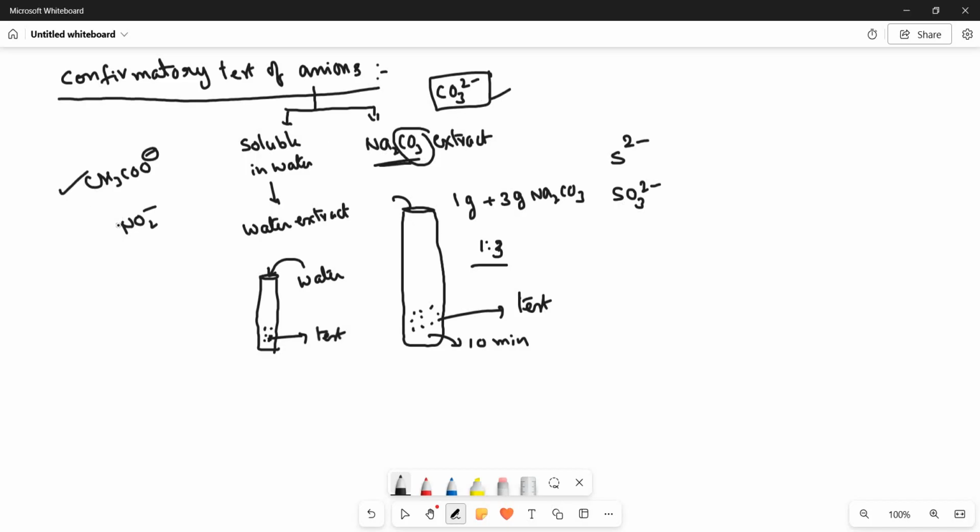So these two salts, acetate and nitrite, are soluble in the water, and we use the water extract for these two salts. And sulfide and sulfite are insoluble in the water, so we prepare the sodium carbonate extract. Using that, we will go for the testing. Now let us see how these confirmatory tests are done.